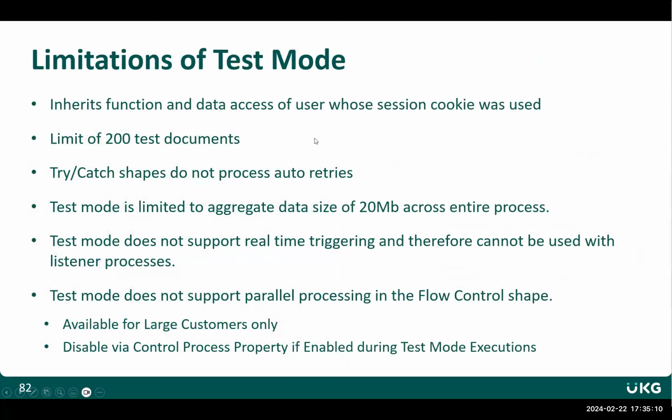Now, there are some limitations of test mode that you'll want to be familiar with. The first thing is that it's going to inherit the function and data access rights of the user whose cookie you borrowed. So make sure you're logging in as somebody who can do what this integration needs to do. There's also a limit of 200 test documents. So you may not be able to rerun an entire production file. In test mode, you'll have to make sure that it's got fewer than 200 lines in the source file.